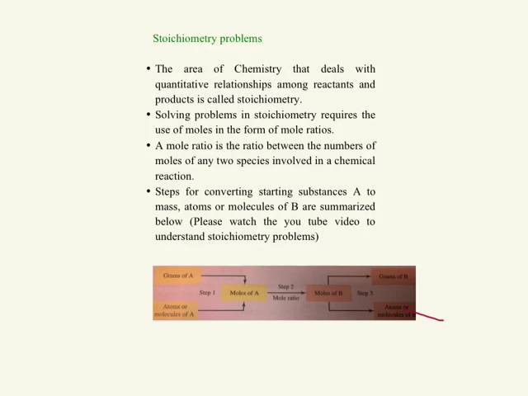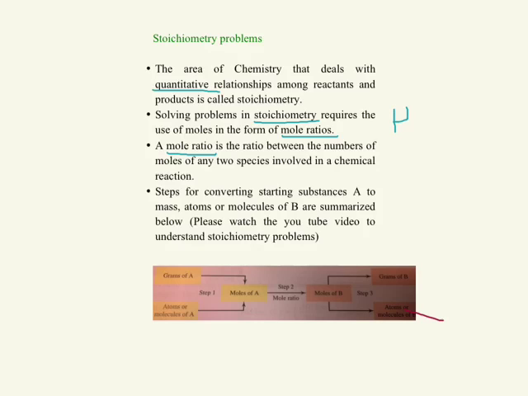The area of chemistry that deals with quantitative relationships among reactants and products is called stoichiometry. And solving problems in stoichiometry requires the use of moles in the form of mole ratios. And what is a mole ratio? It is the ratio between the number of moles of any two species involved in a chemical reaction.